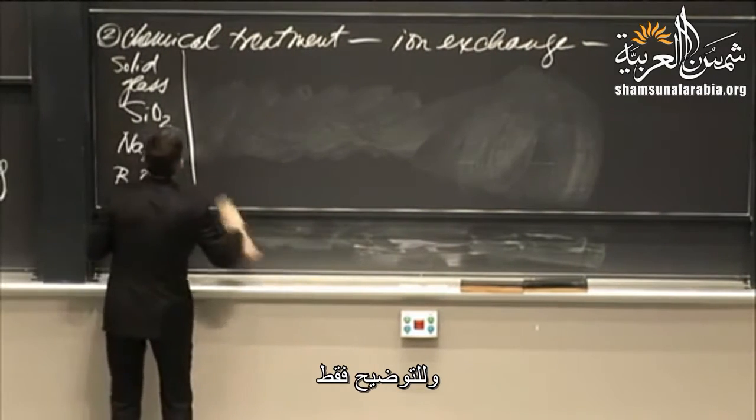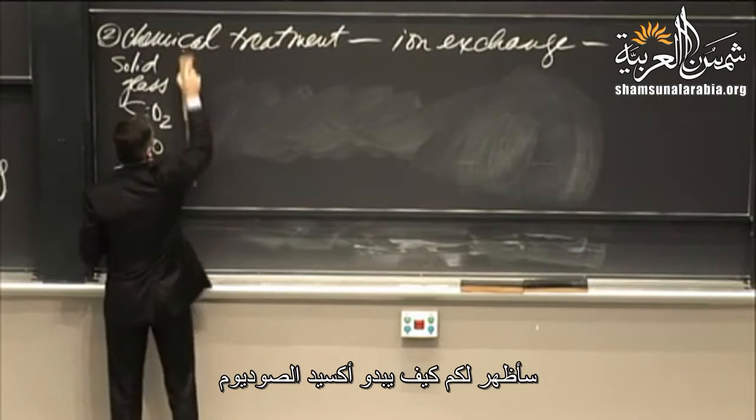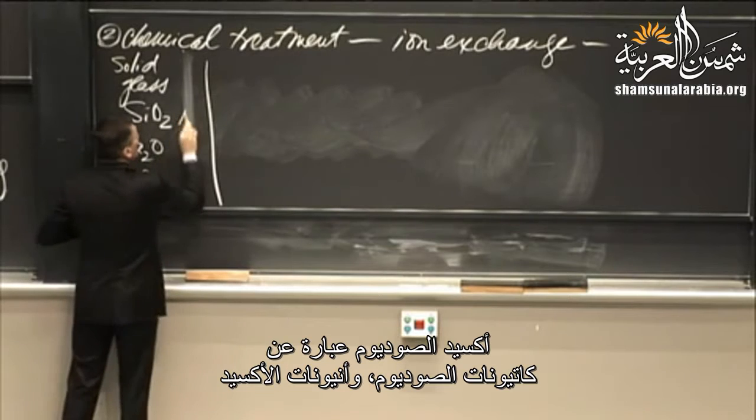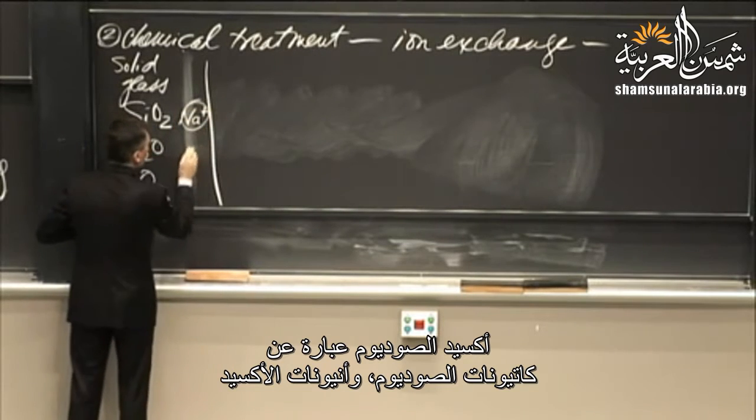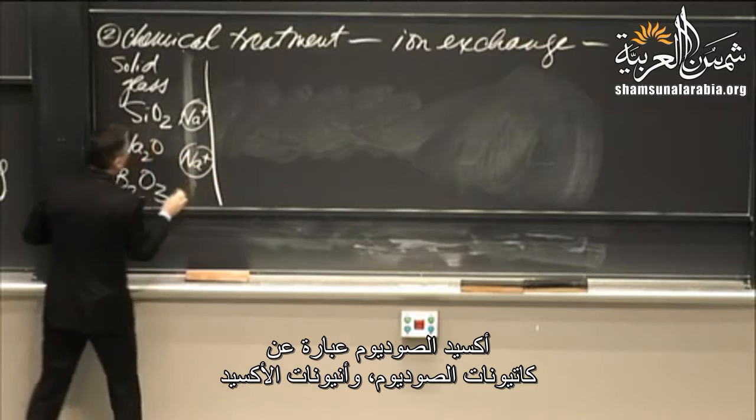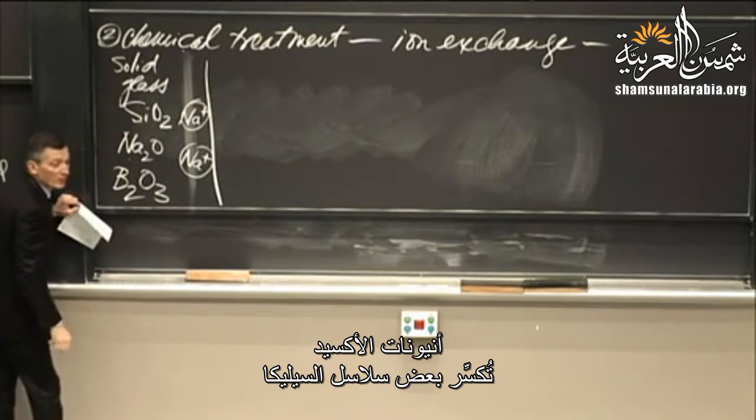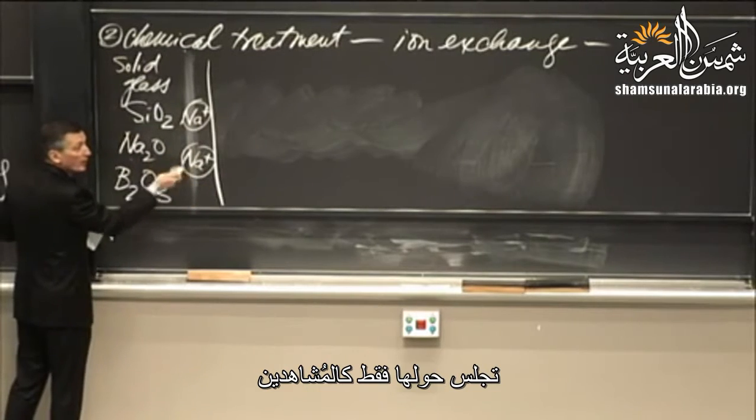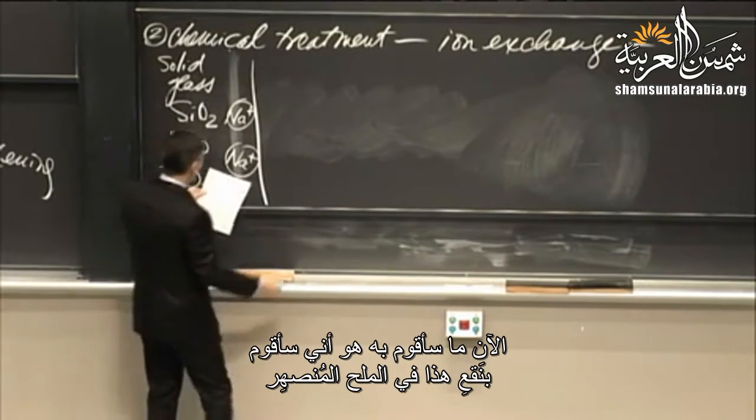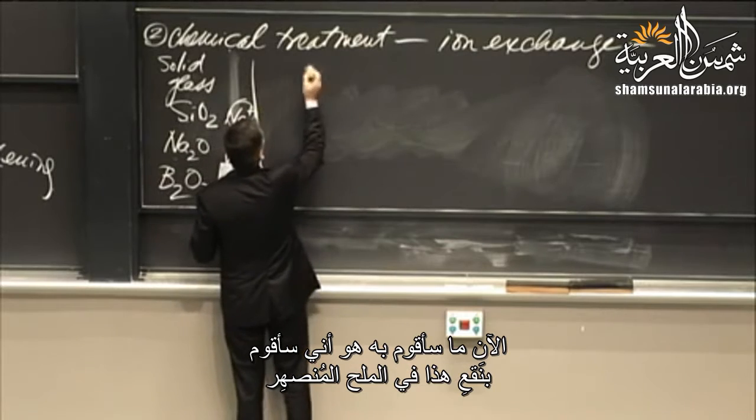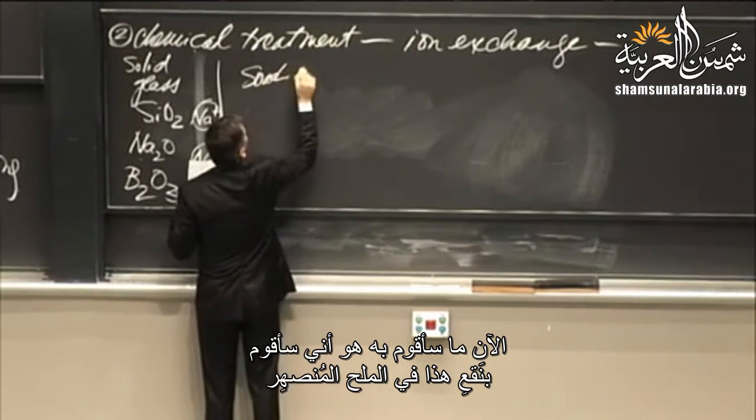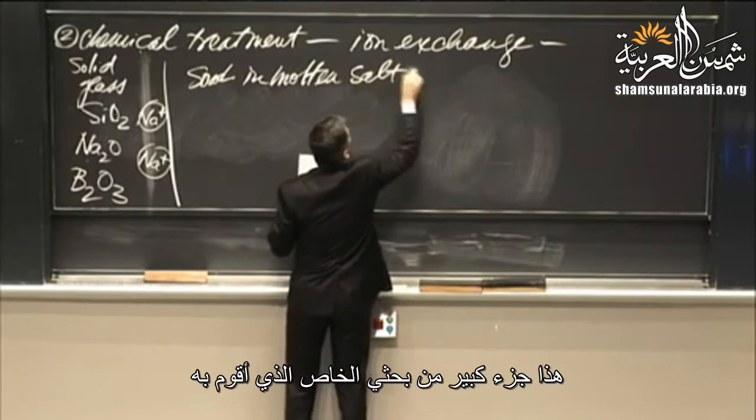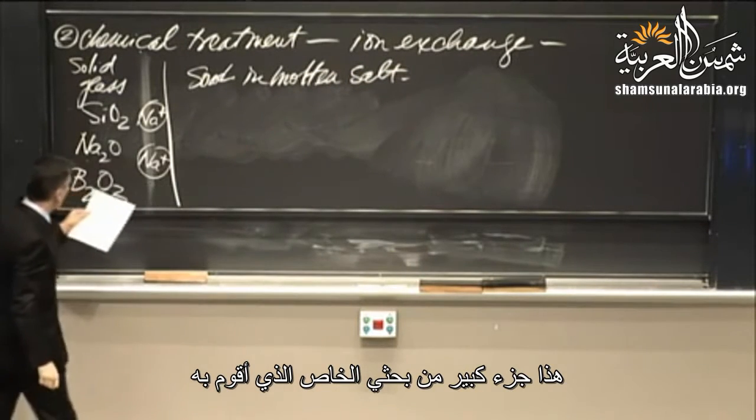And just to put a little skin on the bones here, I want to show what the sodium oxide actually looks like. Sodium oxide goes in as sodium cations and oxide anions. The oxide anions break some of the silica chains. But the sodiums don't get involved in that. They just sit around as spectators. All right? Now I'm going to soak this in molten salt. This is a huge area of my own research.